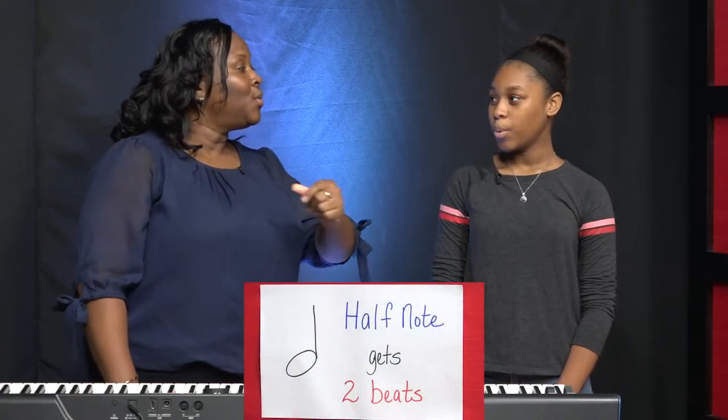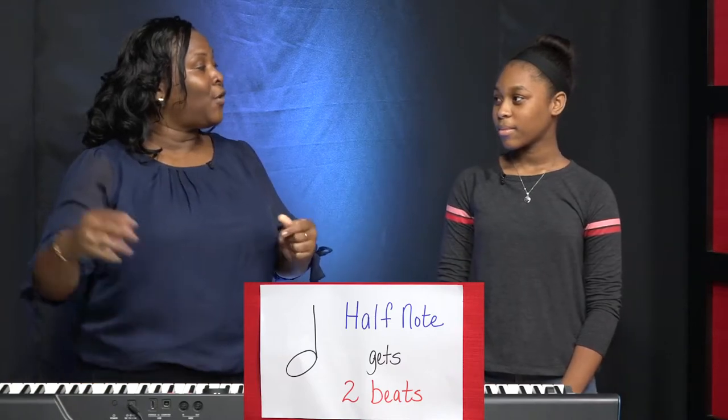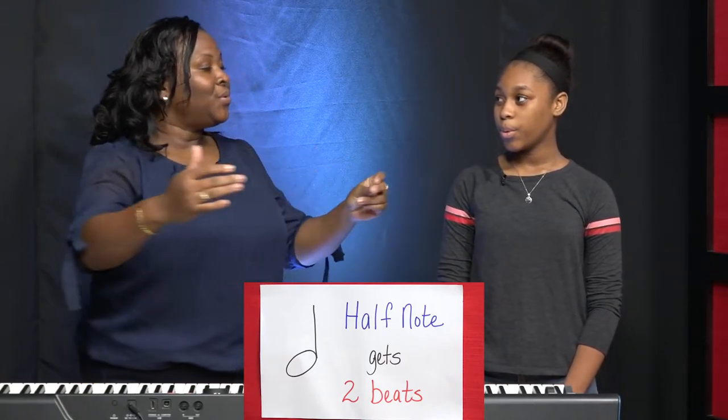Now, for the half note, we're going to change the sound. We're going to moo like a cow. So we're going to do two half notes, two moos. Moo, moo. Can you do that with me? One, two, three, and moo, moo. Again, two, three, four. Moo, moo.